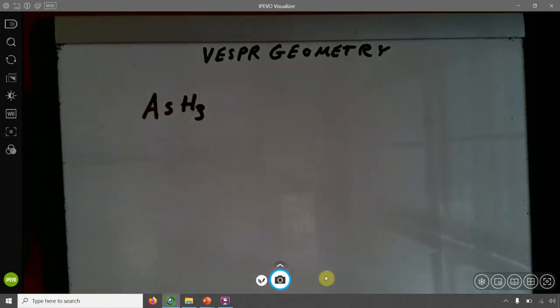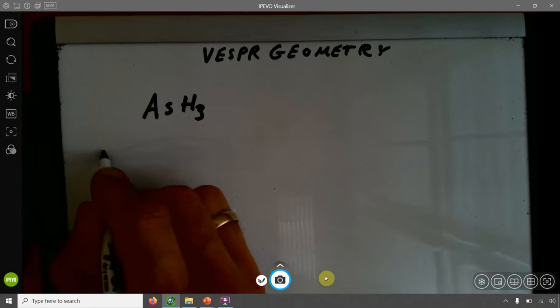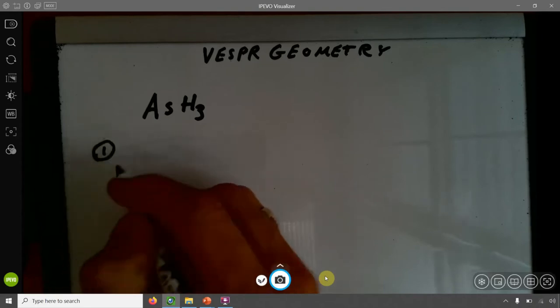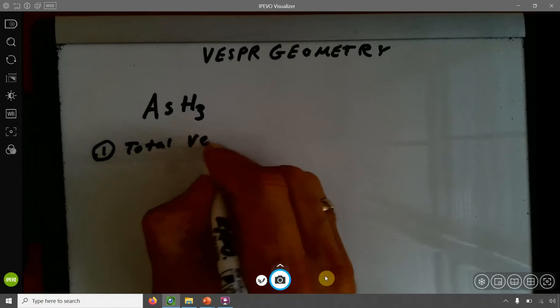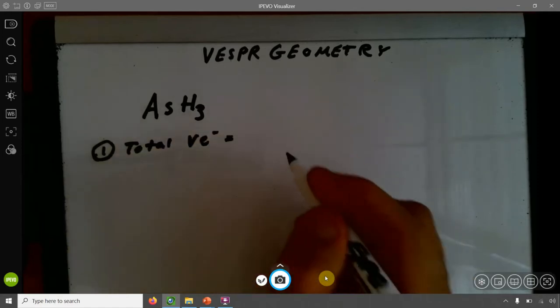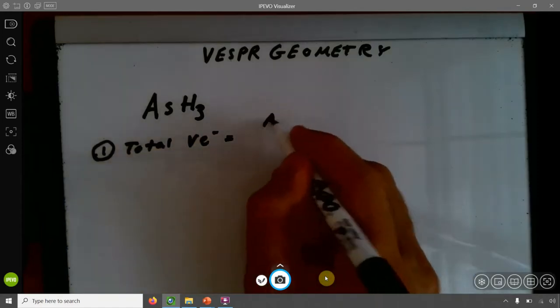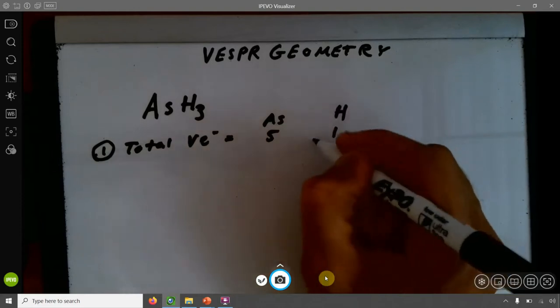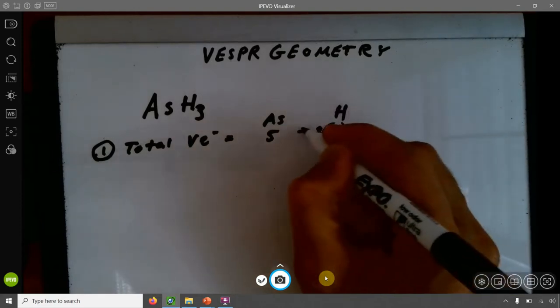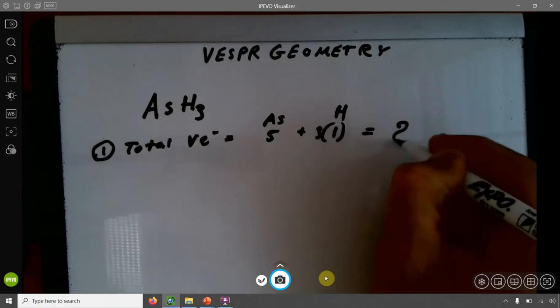AsH3. Okay, so I need to draw the Lewis dot diagram first. So how do we do that? Let's use this as a practice to do that. I need the total valence electrons. From As I get 5, and from H I get 1, and there's 3 of them. I add that up and I get 8.